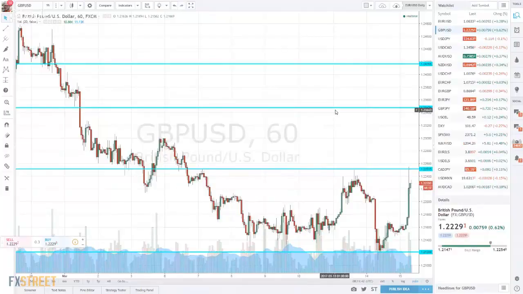Pound dollar suffered quite a downfall. We covered that in depth last week. Currently, we're seeing a rise, which I cannot explain. Seems like a fat finger or profit taking after the big falls. In any case, pound dollar is trading very nicely in range.